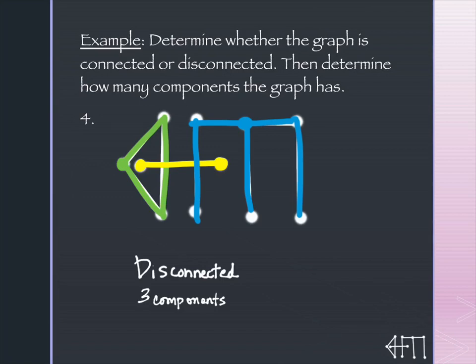Okay, so far so good? Luke? So you said if it would have all been one color, it would have been connected. Correct. If it had all been one color, it would have been connected, and there would have been one component.